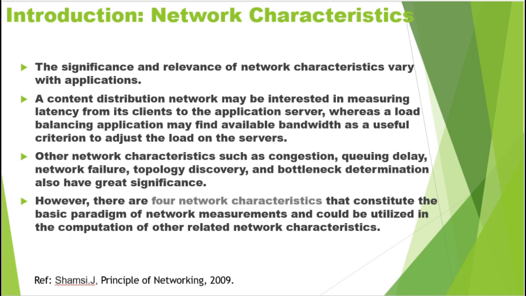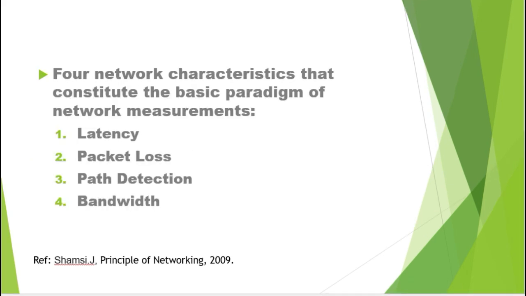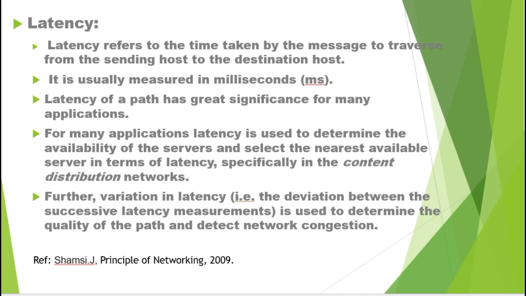In this chapter, we learned that there are 4 network characteristics that constitute the basic paradigm of network measurements. So that means these are the main 4 network characteristics that are very important. Once we measure these 4 network characteristics, we are able to get the other network measurement parameters. The 4 main network characteristics are latency, packet loss, path detection, and also bandwidth. Let's look at the first characteristic, which is latency.